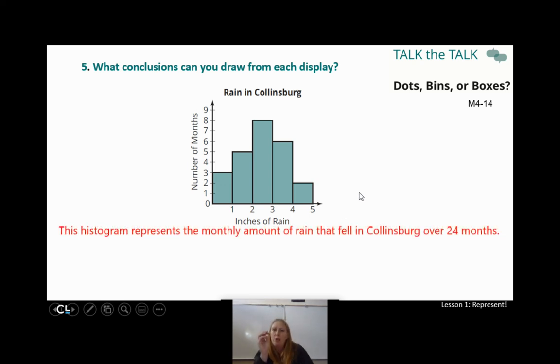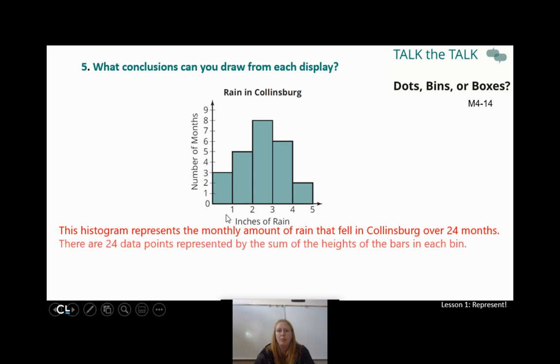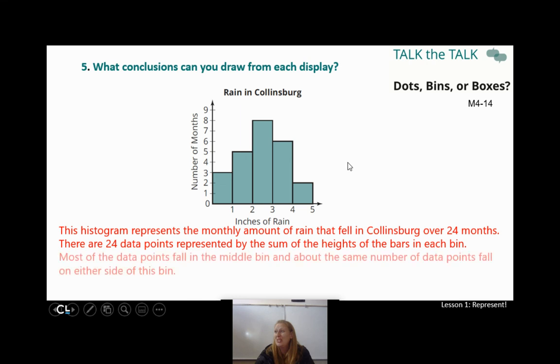So this histogram represents the monthly amount of rain that fell in Collinsburg over 24 months. And I was like, okay, well, so there's 24 data points, right? Again, that 3 plus 5 plus 8 plus 6 plus 2. So I have 24 data points. That represents the sum of the heights of my bars in each bin. And I also noticed that most of the data points were kind of clustered around the middle. Did you notice that? You kind of had an even amount on either side, roughly.